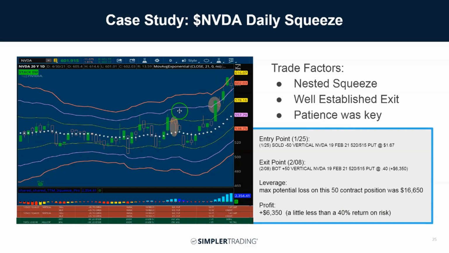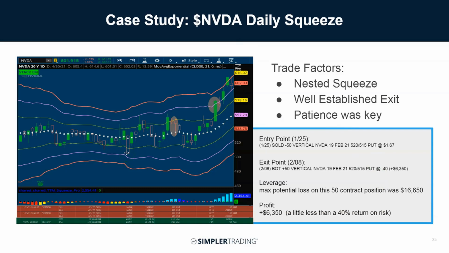So for NVIDIA here, I took my position in the squeeze at the entry zone. I sold the put credit spread with short strikes here at 520. And then as the squeeze fired, I bought back that spread for a nice $6,300 profit. So I sold the spread at just about $1.70, and I'm buying it back a few weeks later here at 40 cents. Really good return on that trade.